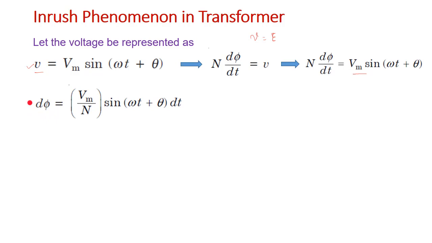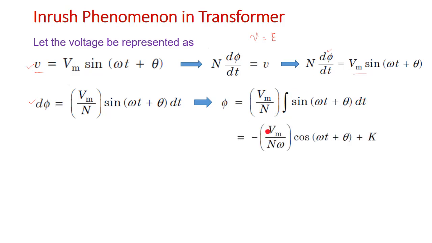Now if we find the expression for phi from this equation, just by integrating, I will find phi equal to Vm by N integral of sin(omega t plus theta) dt, right. That will give me minus Vm by (N omega) cos(omega t plus theta) plus k. k is your integration constant, right.